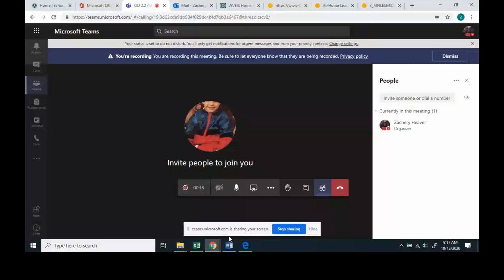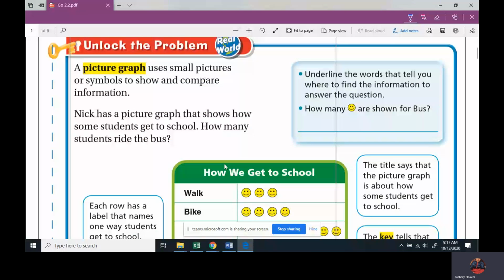All right. So yesterday we talked about frequency graphs, which have numbers on them, and tally charts. Today we're going to talk about picture graphs. A picture graph uses small pictures or symbols to show and compare information. Nick has a picture graph that shows how some students get to school. How many students ride the bus?